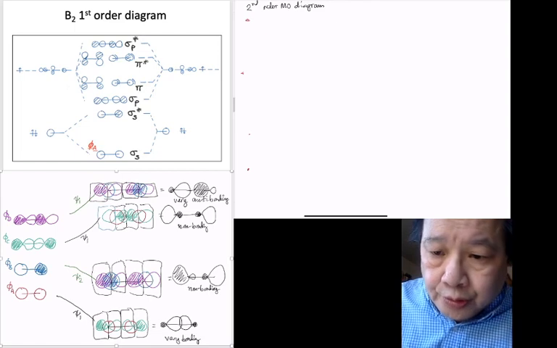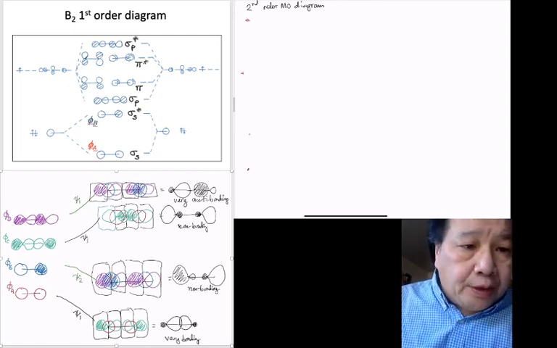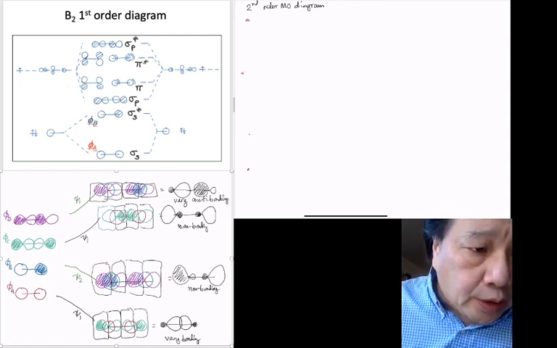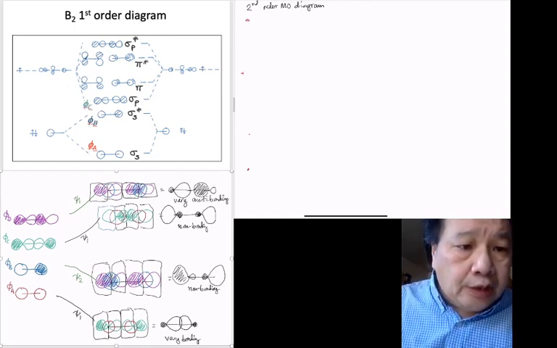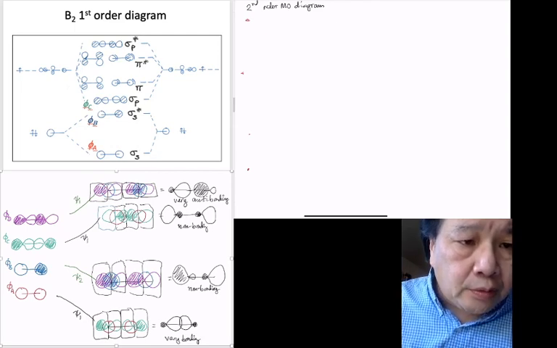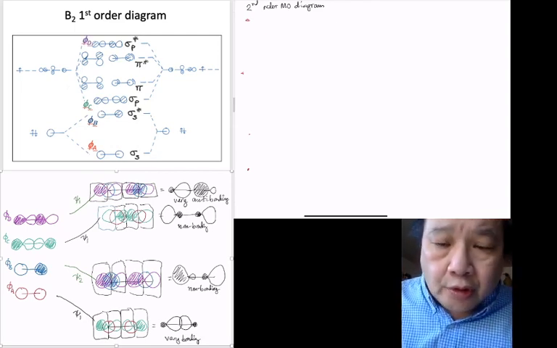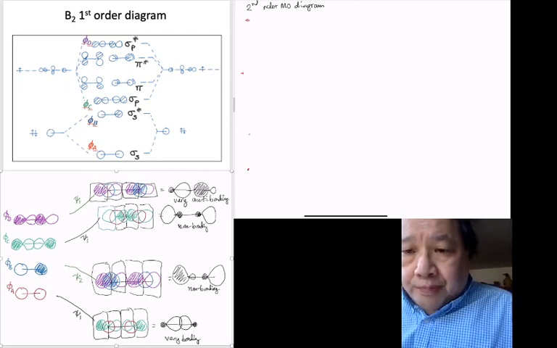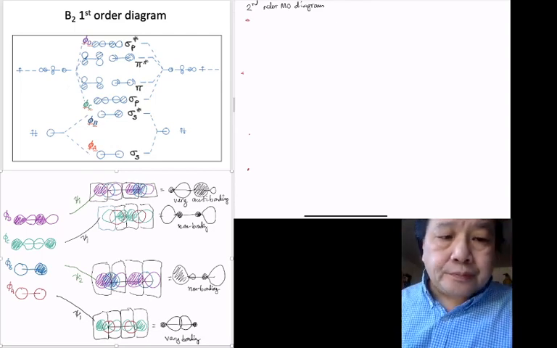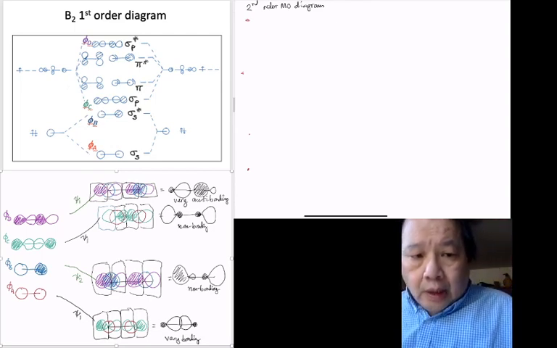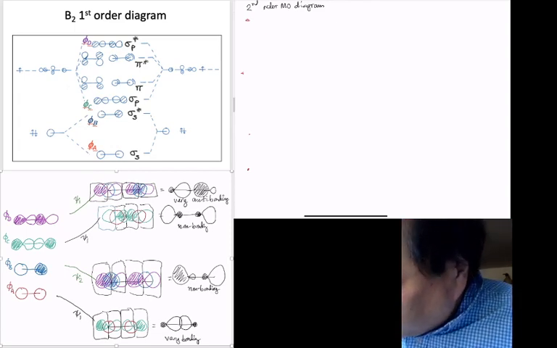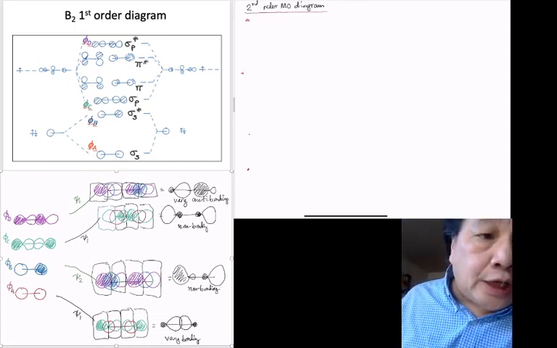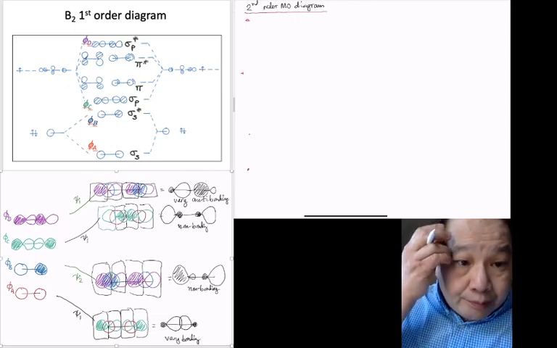Then comes in blue, phi B, now in the first order diagram as well. In green, phi C, and then at the very top in purple, phi D. So both drawings now have phi A, B, C, and D. Okay. And now we're going to go on to the second order diagram, MO diagram. We're about to make the second order MO diagram.